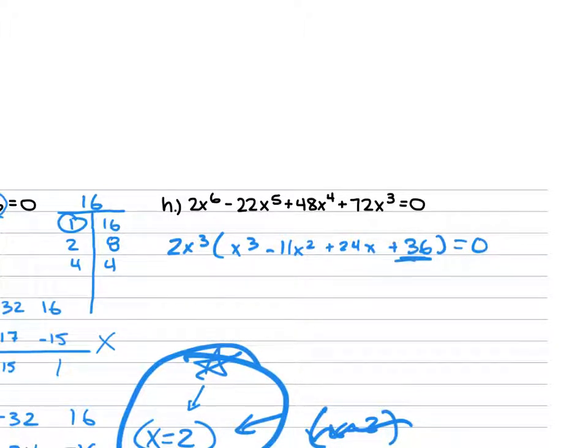If you want, you can check it for grouping. I'm going to tell you right now, if you try it, it will not work with grouping. You're going to be forced to use synthetic substitution to find a factor. Once you know the factor, then you can see what you have left over, see if you can factor it. If not, synthetic substitution again.